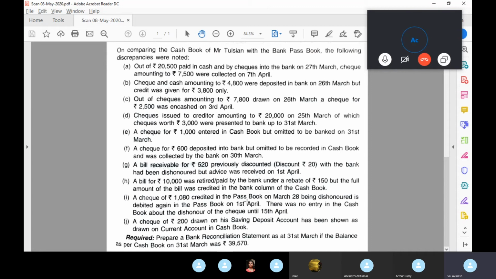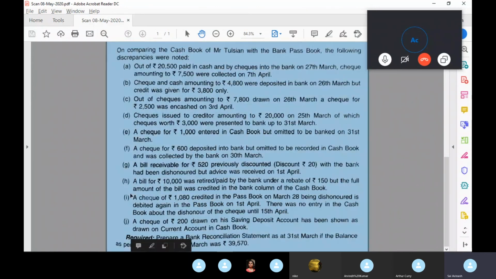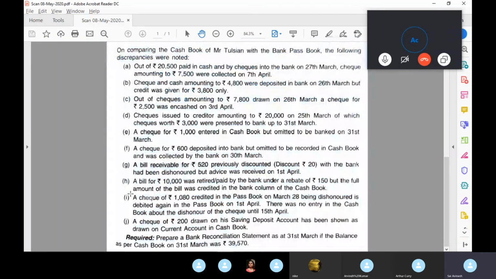That is after 31st March. So until 31st March, both the passbook and the cash book were matching because whatever happened, the dishonor was debited in the passbook only on 1st April. Right? So as of 31st March, the entire transaction was accounted in both the cash book and the passbook, which means transaction number I will have no effect in my bank reconciliation statement.